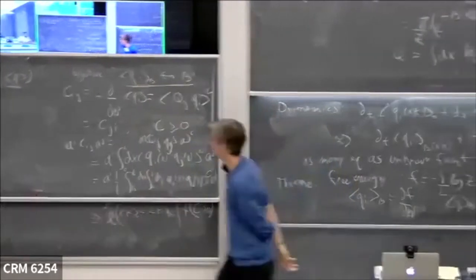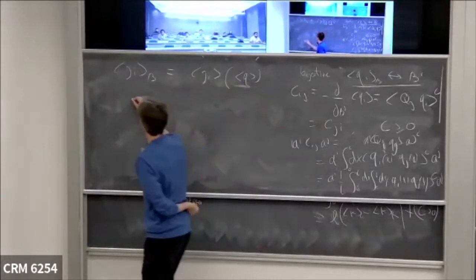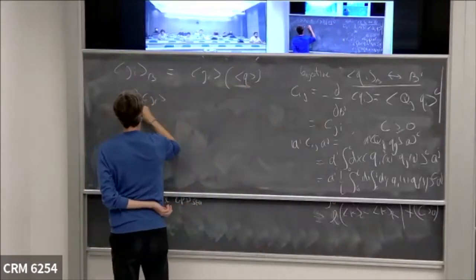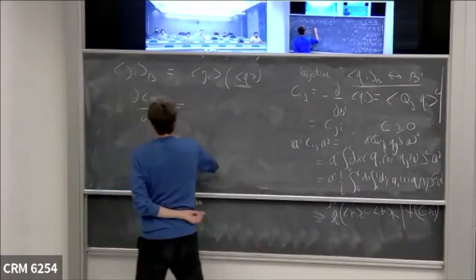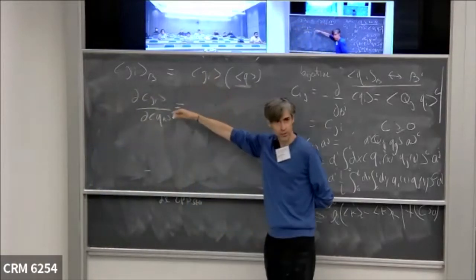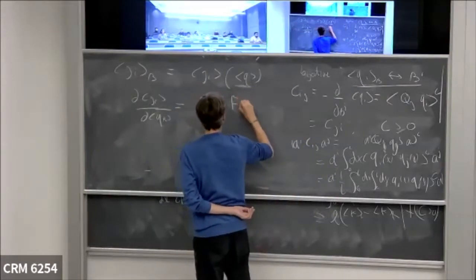So with the bijection, you can think of the currents, or any observables, as functions of the q's, and then you can write dj_i over dq_k. By just the chain rule, you can write that. And this is the so-called flux Jacobian.